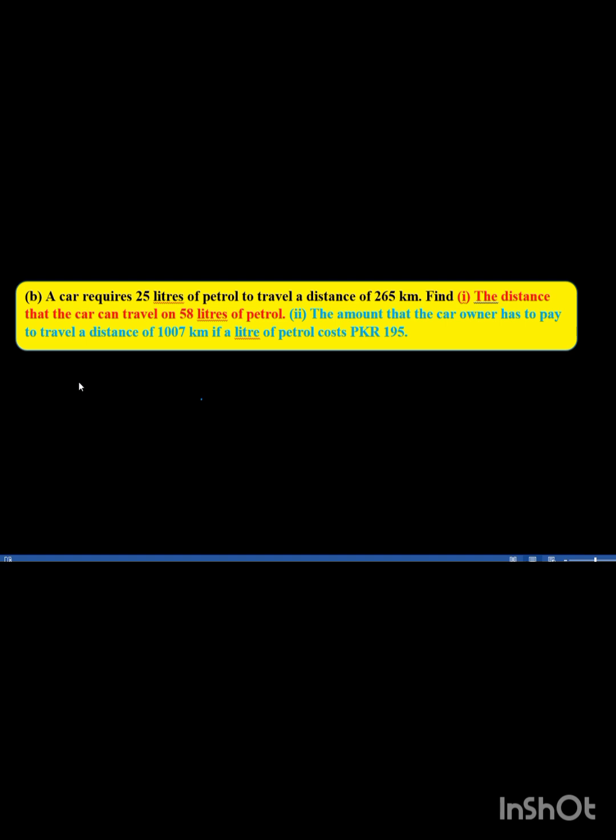A car requires 25 liters of petrol to travel a distance of 265 kilometers. Find the distance that the car travels on 58 liters. So first we have to find the per liter distance. What is the total distance he traveled? You can write here, car travels in 25 liters, that is 265 kilometers. So how much does he travel in 1 liter? So what will you do? You will simplify, divide 265 by 25.